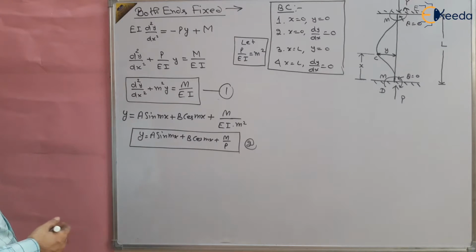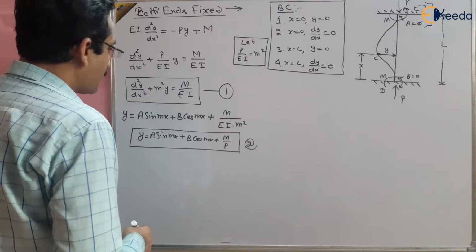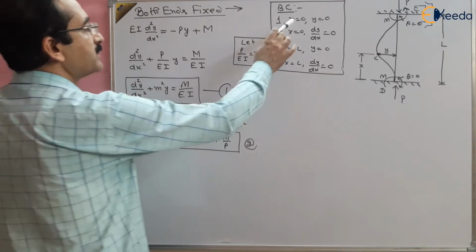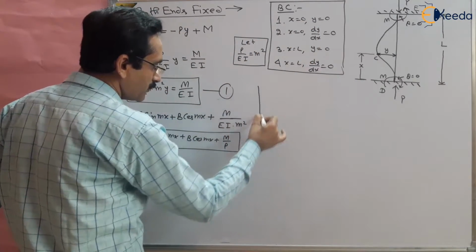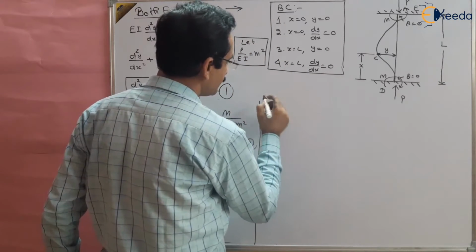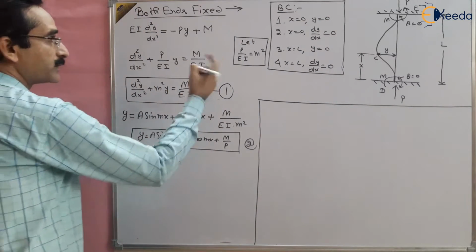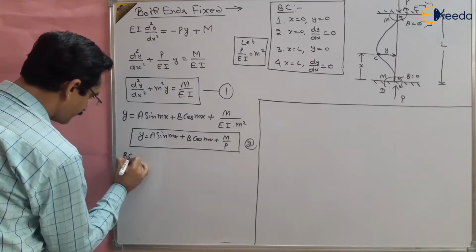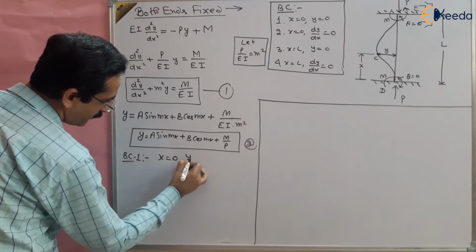Now, what else? Put the boundary conditions. First boundary condition is x equal to 0, y is equal to 0. Put this boundary condition. So boundary condition 1 is x equal to 0, y equal to 0.